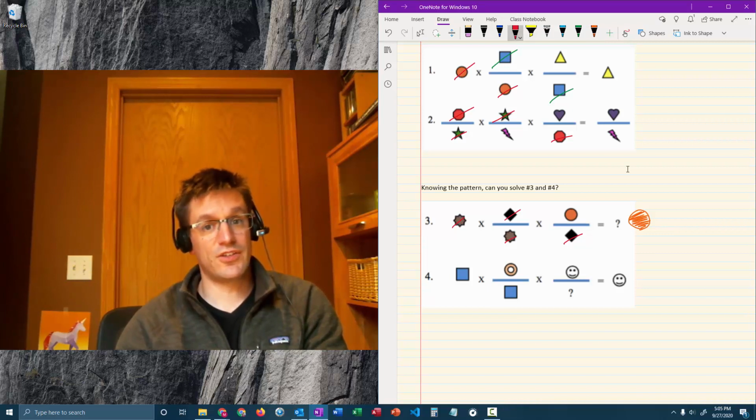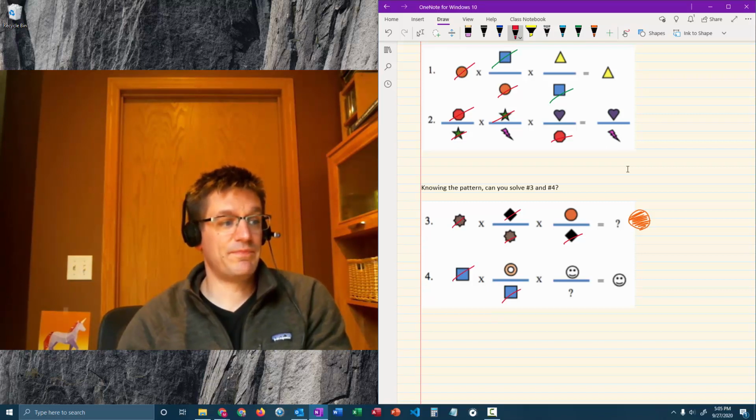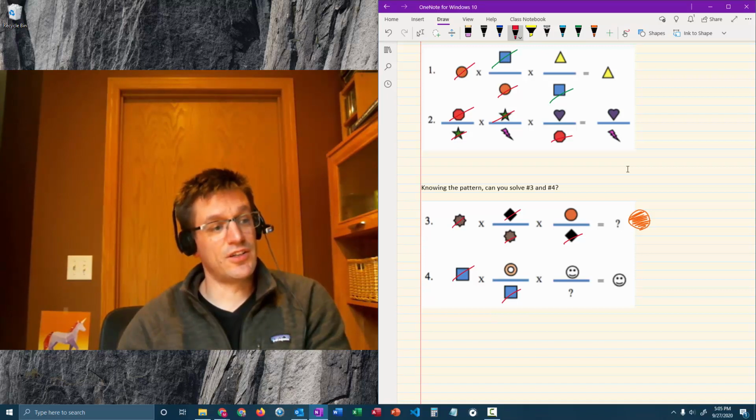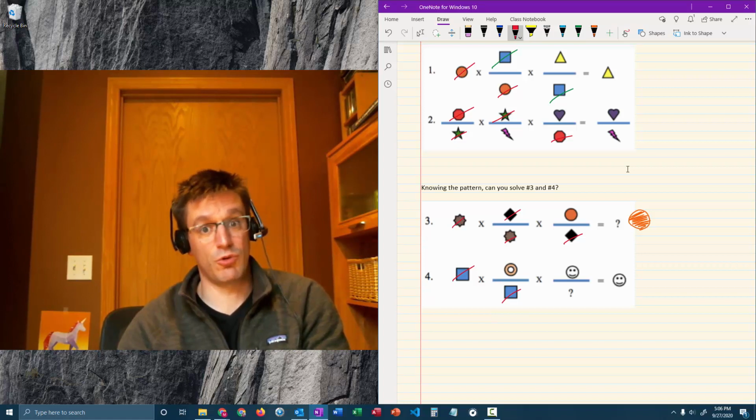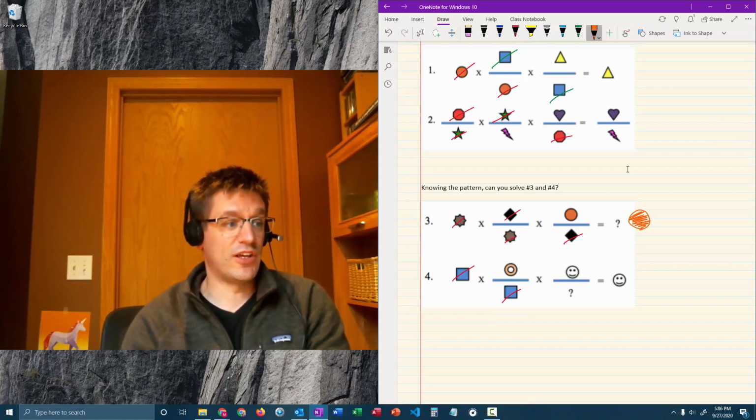We're looking for things that are on the top and the bottom, so we can cancel them. We've got square on top, square on bottom, and this time my answer blank is different. I'm not looking for the final result of the problem. I'm looking for what goes here. Well, I notice that I've got a donut on top here, but there's no donut anywhere in the answer. So that means that I must have canceled out the donut somewhere in the middle of the multiplication. And that means that that donut must have gone down here.